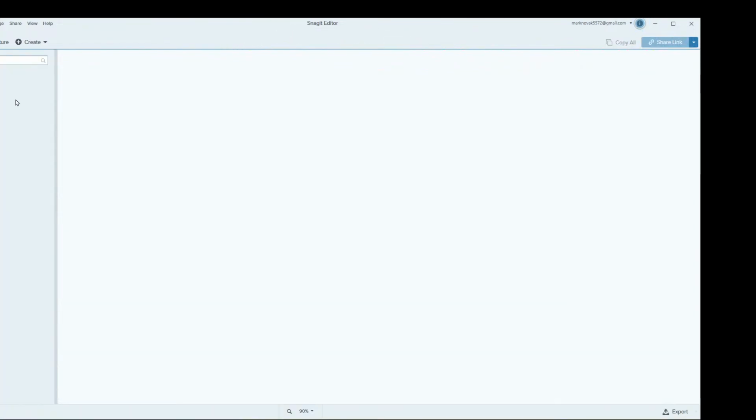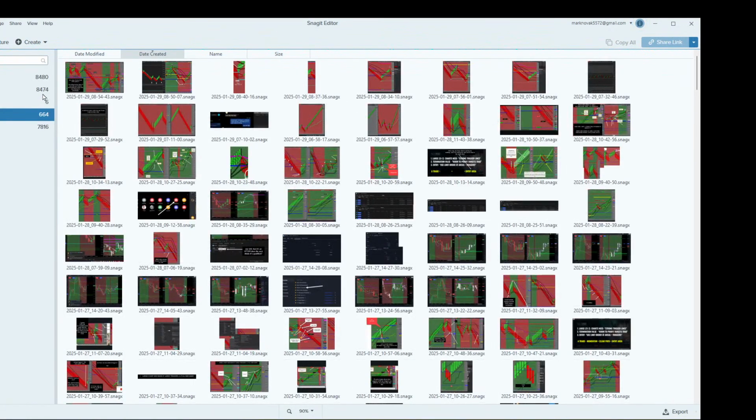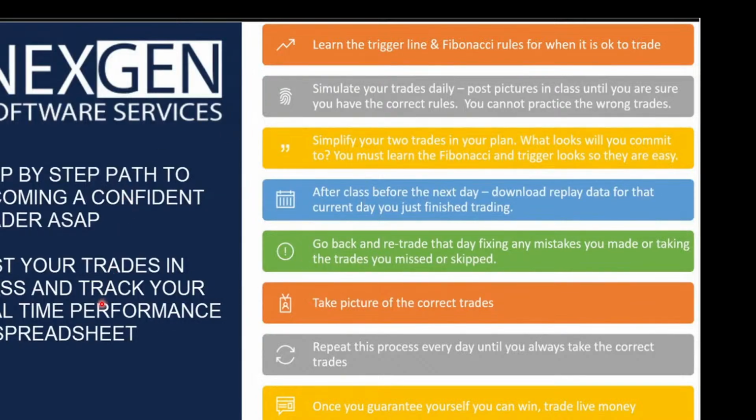I like to show this. My trade count is right under 8,500 right now. My previous Snagit has over 12,000 on it. I'm over 20,000 pictures, guys. Pictures are what are going to get you to where you want to be. And then more importantly, feedback on those pictures is going to set you up.